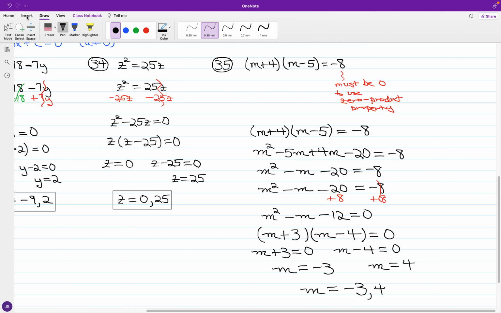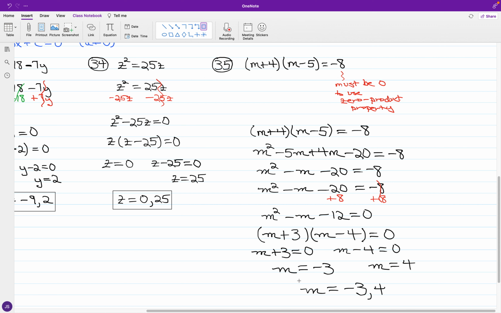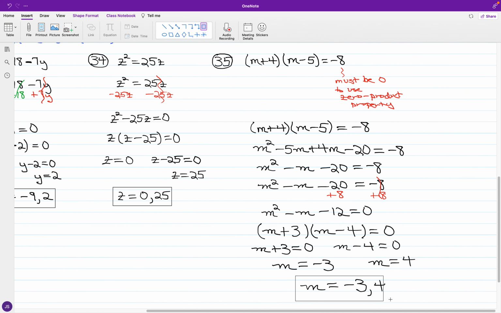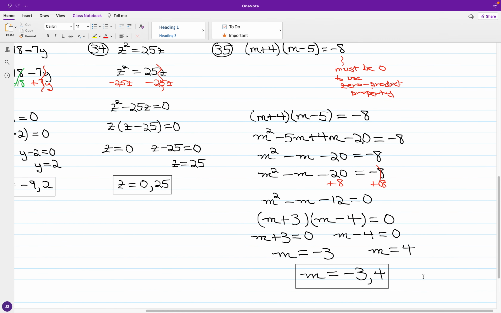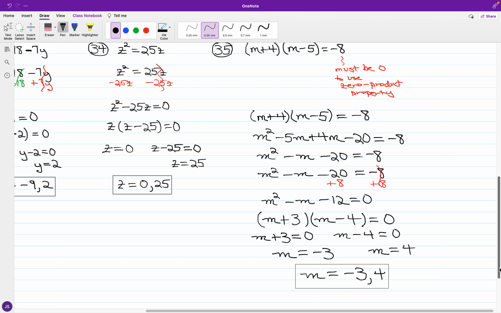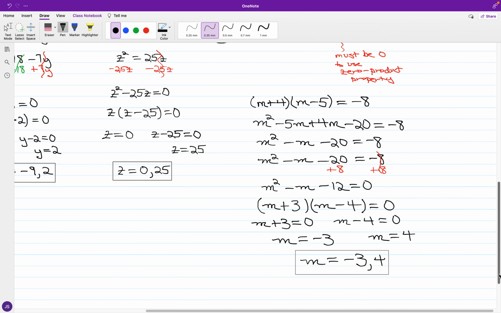Okay, so we have two values in this case. So you have yet another conditional with two solutions, and you could always go back and check. Okay, so in the original, if m is 4, 4 plus 4 is 8, 4 minus 5 is negative 1, 8 times negative 1 is negative 8. Likewise for negative 3, negative 3 plus 4 is positive 1, negative 3 minus 5 is negative 8, positive 1 times negative 8 yields negative 8. So those values will check out.